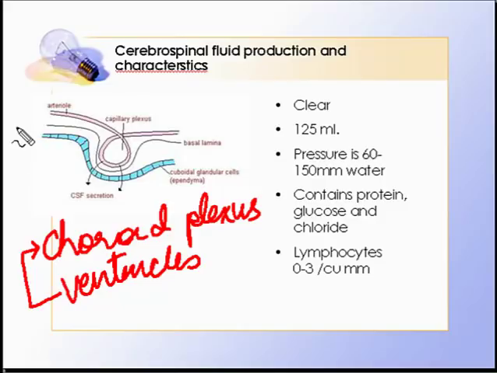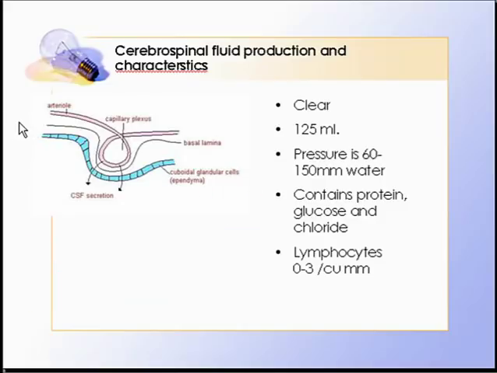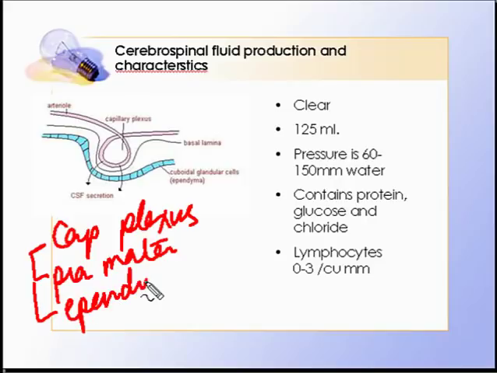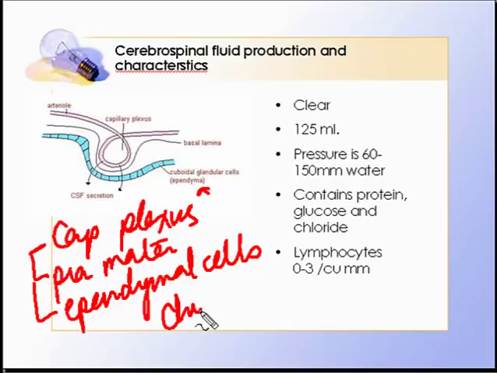So let me just write that down. You have a capillary plexus with its endothelial lining, then you have pia mater, and then you have the ependymal cells which line the ventricles. So these three structures together form the choroid plexus, and this choroid plexus is responsible for forming cerebrospinal fluid.